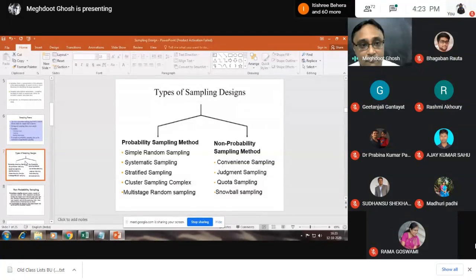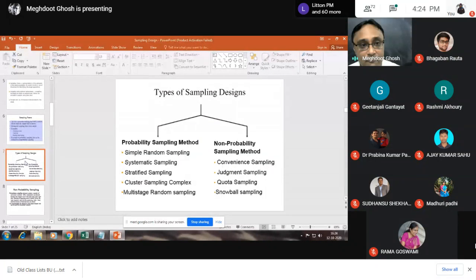Okay. Convenience sampling. It is the simplest form of sampling. But remember one thing: you can never use convenience sampling if you are doing a descriptive or a causal type of research design. Never ever use convenience sampling. You will not get a proper result from it.